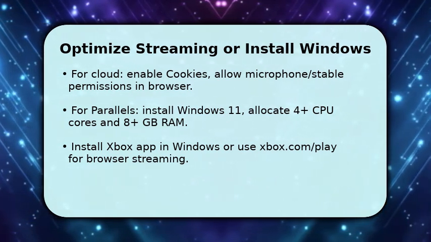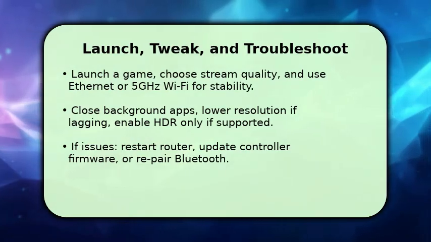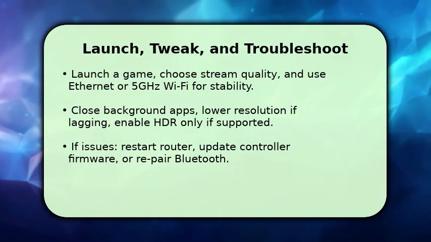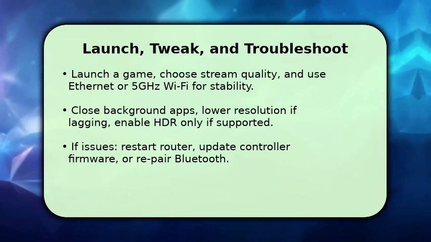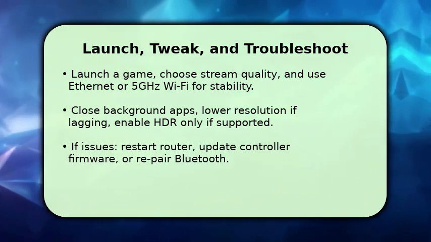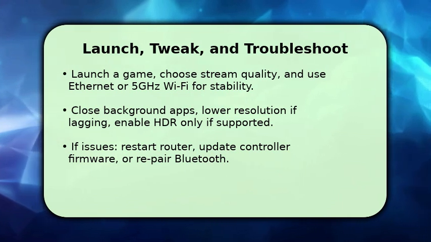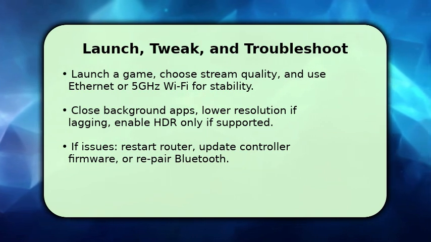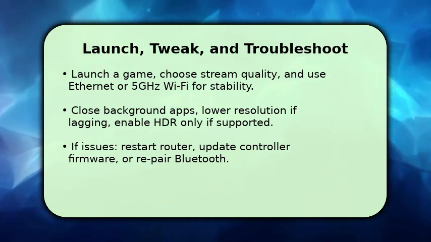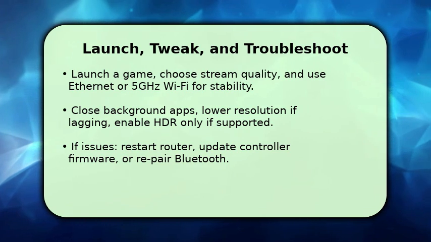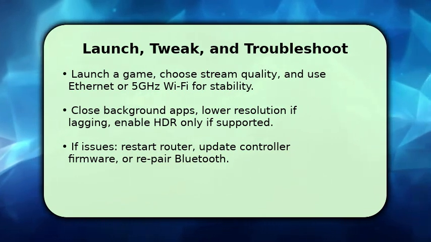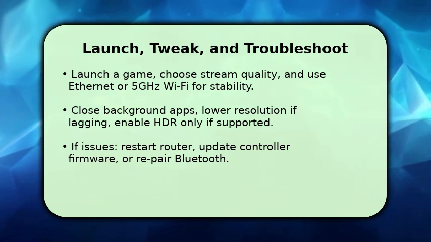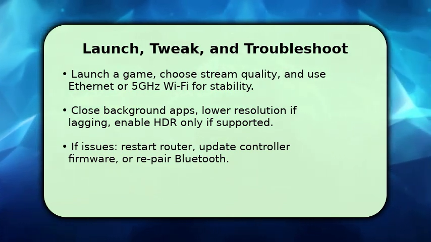Finish by launching a game and adjusting streaming quality to match your connection. Choose Ethernet or a 5 GHz Wi-Fi band for best results. Make sure background apps are closed and reduce resolution if you encounter stutter. If you used Parallels, tweak resource allocation or enable DirectX/Metal pass-through to improve frame rates. If something goes wrong, like controller dropouts or lag, restart your router, update controller firmware, repair Bluetooth, and verify no VPN or firewall is blocking Xbox.